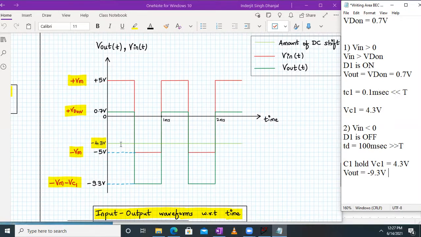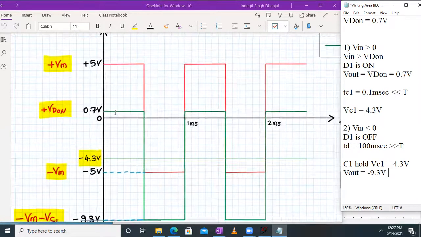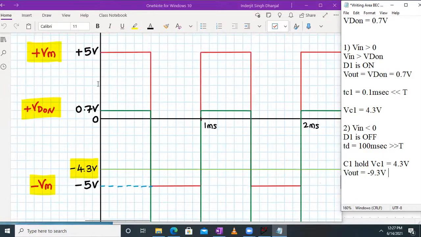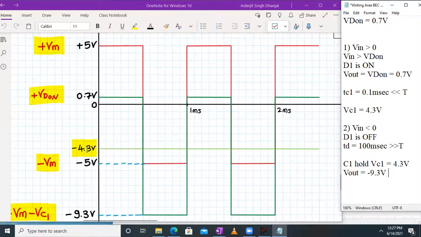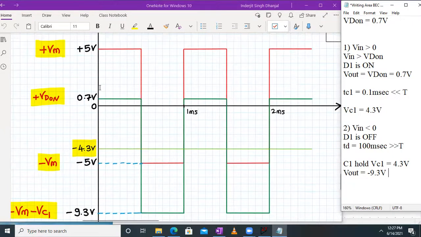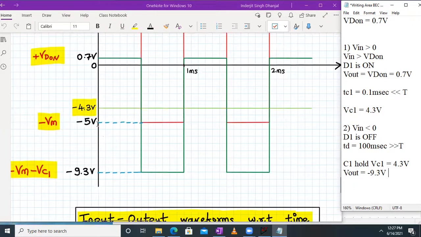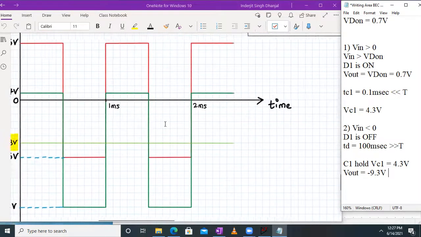And what about the DC level? I mean, what is the amount of shift in the output? As you can see, the amount of shift will be 5, and if you subtract 5 from 0.7, you will get a shift of minus 4.3. So 5 minus 4.3 will give you 0.7, and minus 5 minus 4.3 will give you minus 9.3. So that is the amount of shift we have.